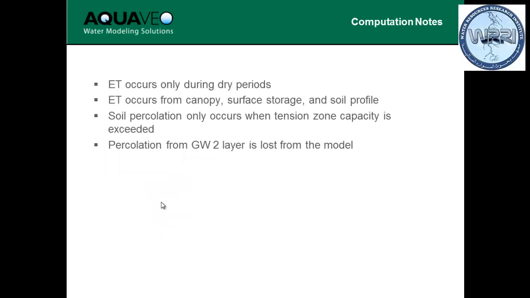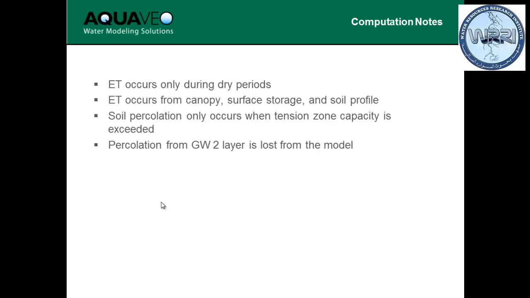So some of the things to remember with this SMA model, the long-term simulation model, is that evapotranspiration only occurs when there's no rainfall. And evapotranspiration also occurs from 3 of the layers. It occurs from the canopy, the surface, and then the soil layers.